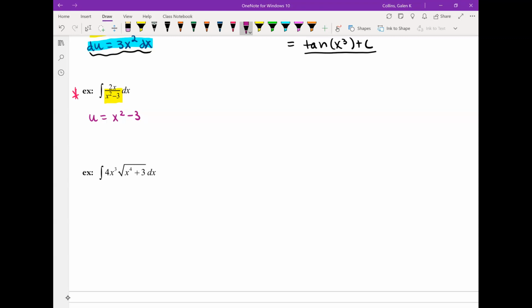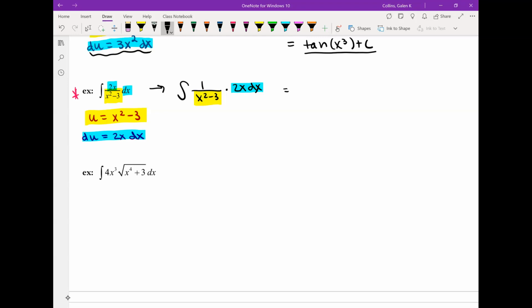So when we take the derivative with respect to x, we get du is 2x minus 0, so just 2x dx. So I can see my du and my u in my integrand. It might help me, because I don't really want du sitting on top, to rewrite this initially as 1 over x squared minus 3, times 2x dx. I think looking at it that way will help us see what rule we need to use when we take the antiderivative.